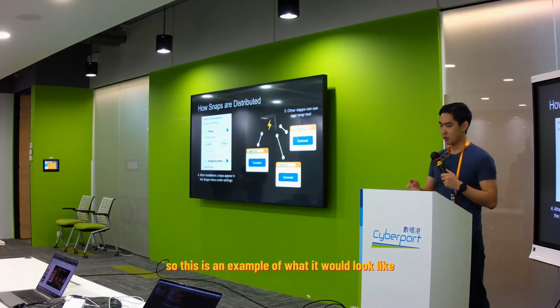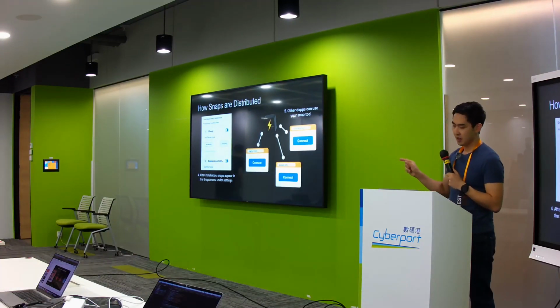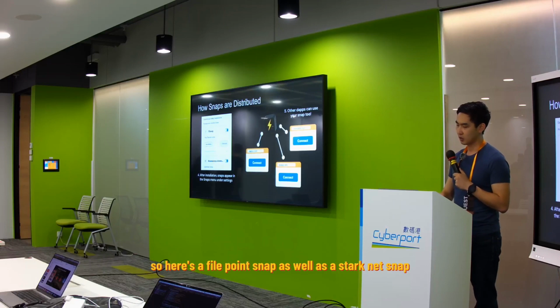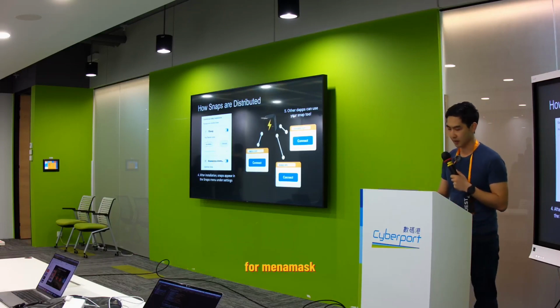This is an example of what it would look like. Within MetaMask, you would have an additional tab where you can see all your snaps. Here's a Filecoin snap as well as a StarkNet snap for MetaMask.